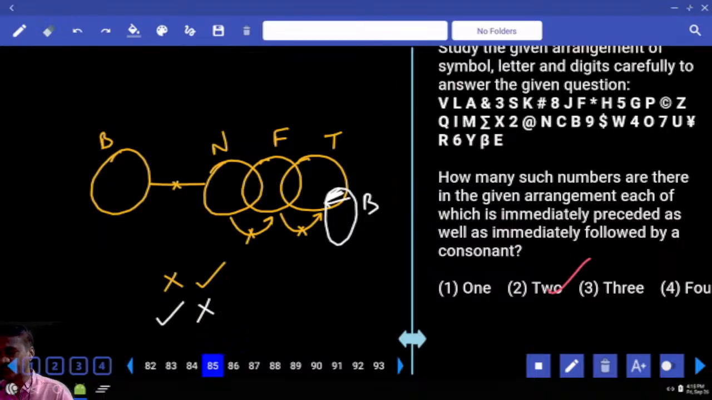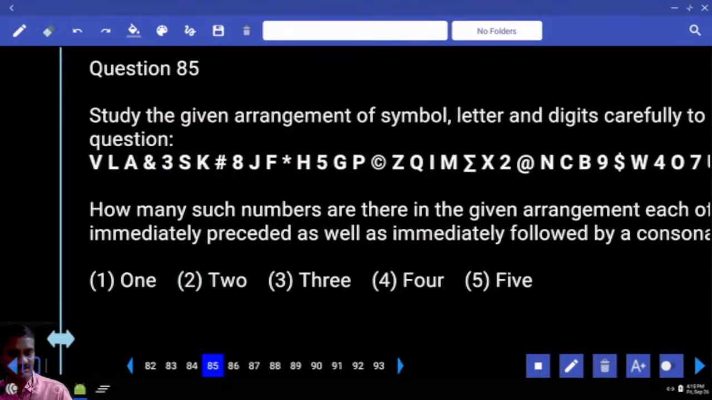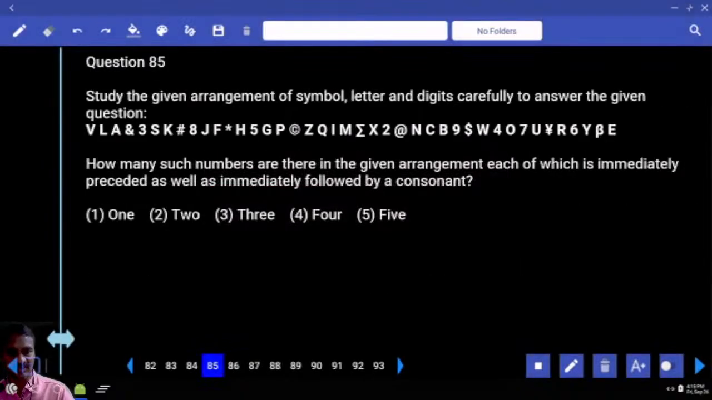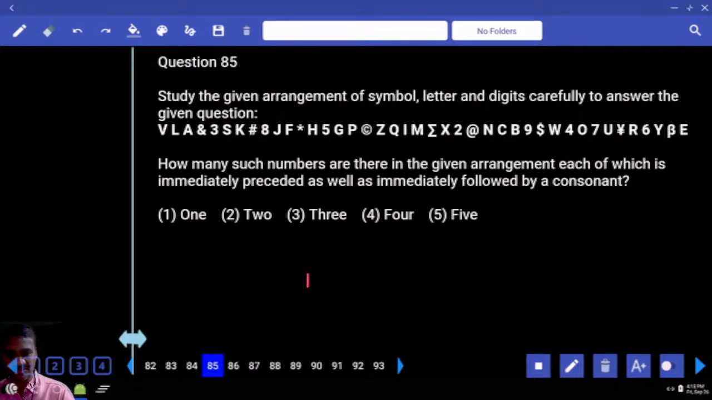The next one, 85 to 88. Now this 85 to 88 is sequence. Sequence always comes under the first priority itself. How many such numbers are there? Each preceded as well as followed by consonant. A consonant must come before the number, and a consonant must come after.